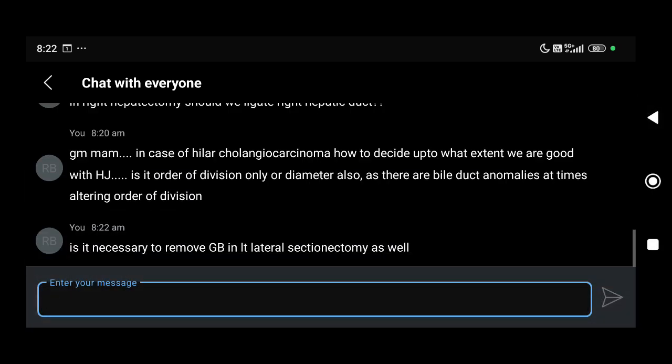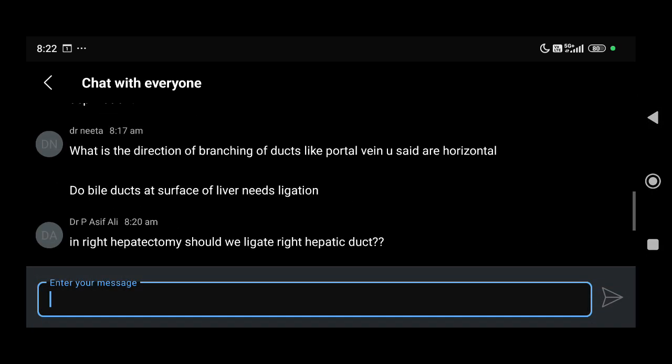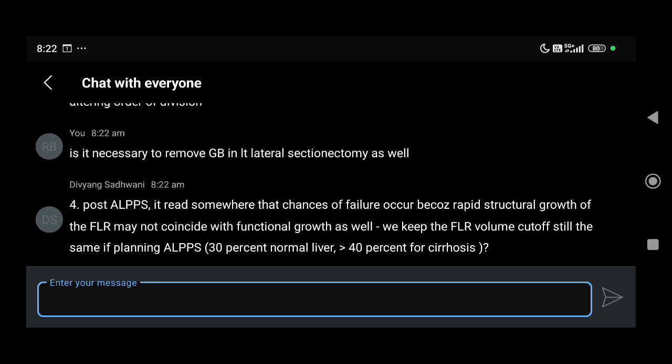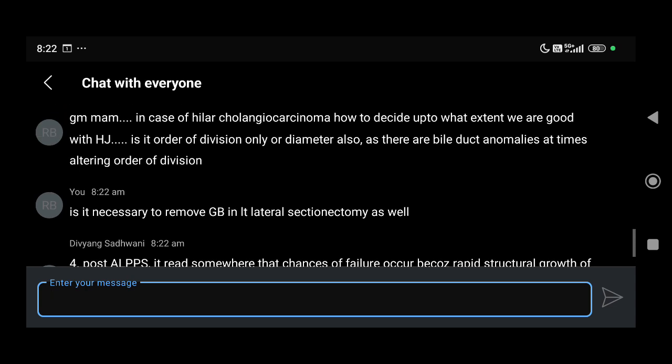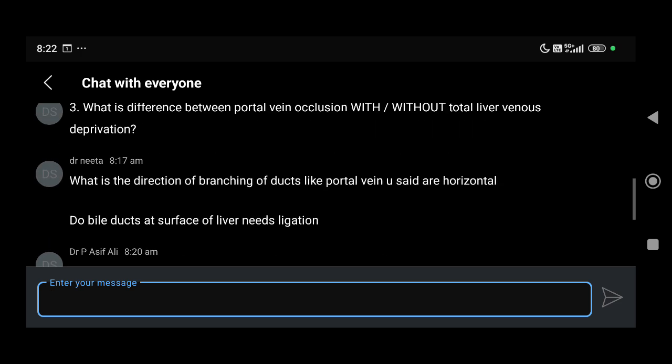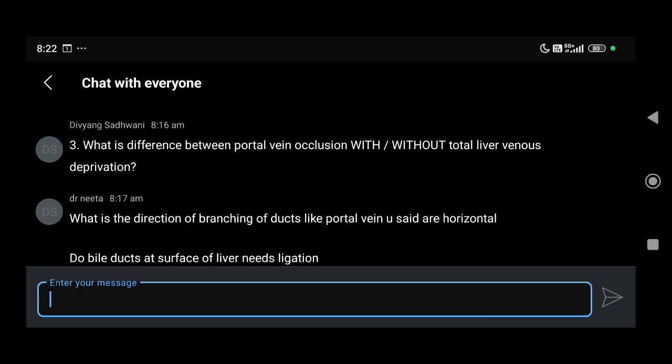Total venous deprivation, I'm assuming this is for liver augmentation, gives you an additional and faster way to augment the FLR. With only portal vein embolization, you sometimes do not get adequate hypertrophy. If you add a dual vein to it, that is, you block the hepatic vein as well, then the liver augmentation is faster, and maybe you can get the patient on the table faster rather than just doing a portal vein ligation or an embolization.